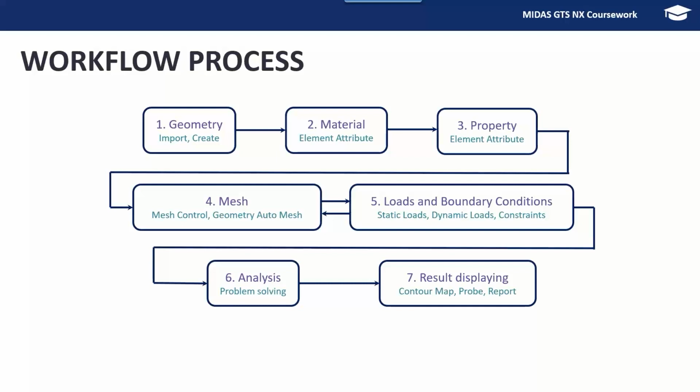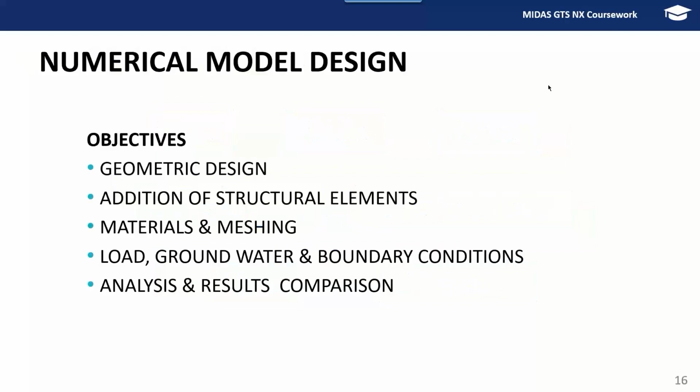Then we have the mesh. So we have to transfer the geometry into a mesh, which is where the finite element process slowly starts taking shape. After the mesh is applied, we apply the loading and the boundary conditions. So either you have static loads, you have dynamic loads, or you have various constraints. Then you come to analysis, where the software computes the problem and solves it. And finally, it displays the result, where we see the contour map or the graphical output of the various forces acting on that section. Or we can have probes, or we can also develop the reports.